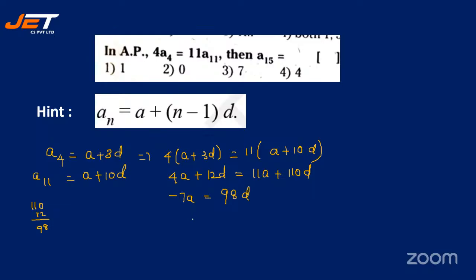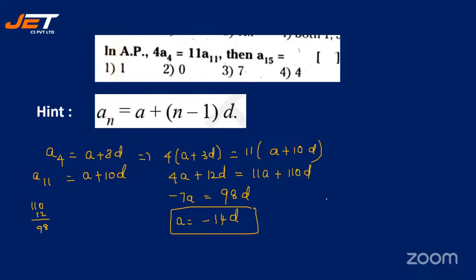Alright, so minus 7A is equal to 98D. Right, I think 7 will go in this. Let's see, A is equal to minus, when we divide by 7, 7 fours are 28, 7 fourteens are 98. So it becomes A is equal to minus 14D. So this is what we have found out.